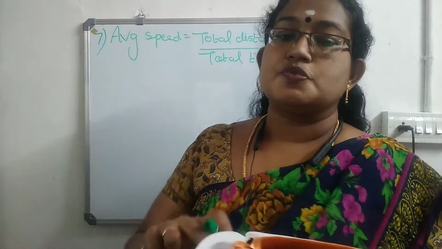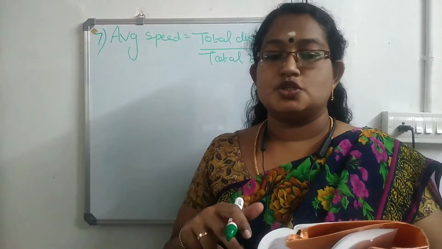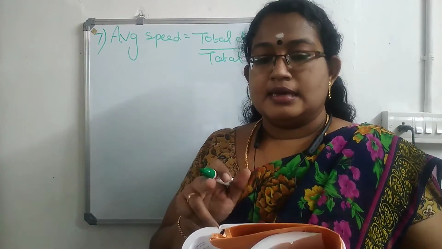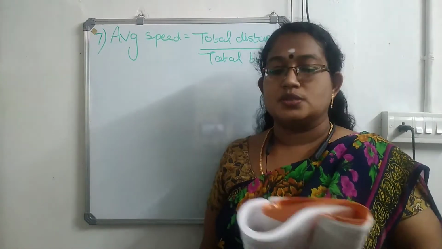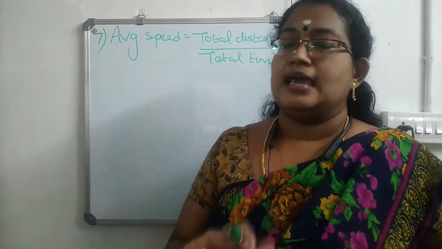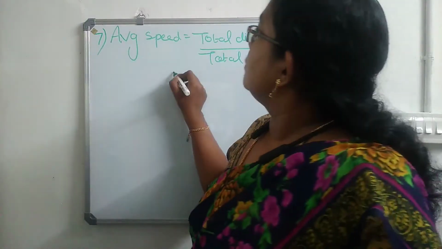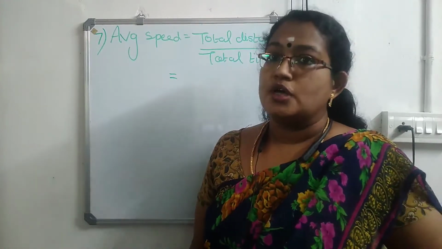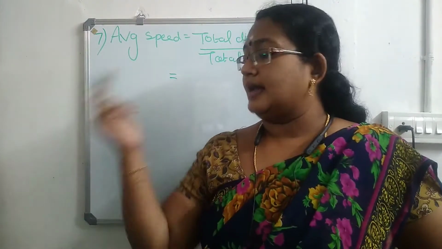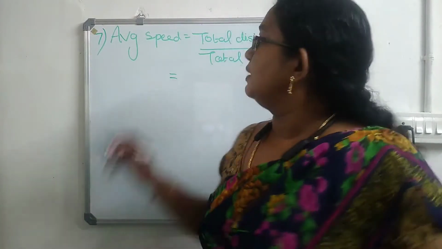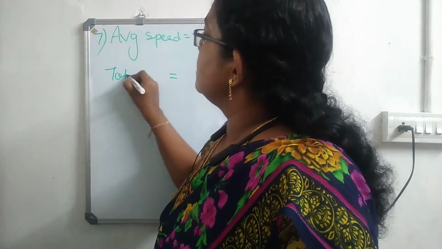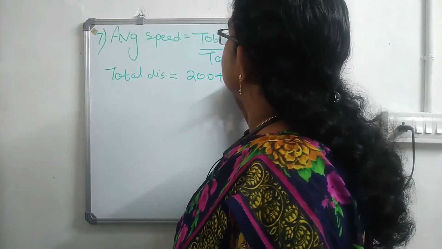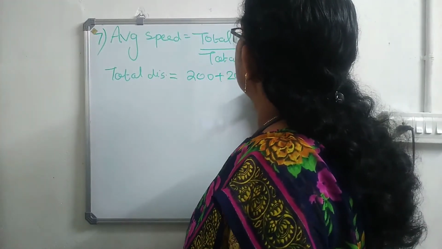Now, what about the distance? It's given that a train moves from station A to station B and then it comes back. The distance between the two stations is 200 km. Distance between A and B is 200 km. So, what about the total distance traveled by the train? Is it 200? No. Train moved from A to B and then from B to A, isn't it? So what will be the total distance? Total distance is equal to 200 plus 200, which is equal to 400 km.